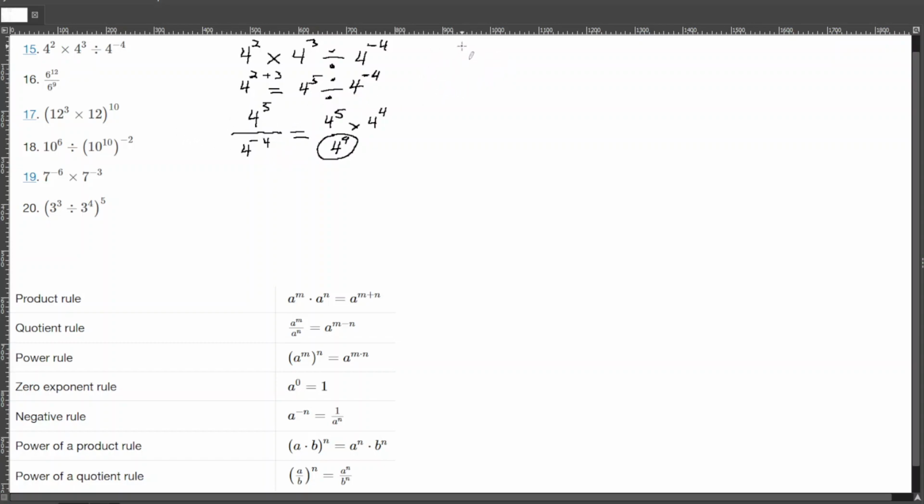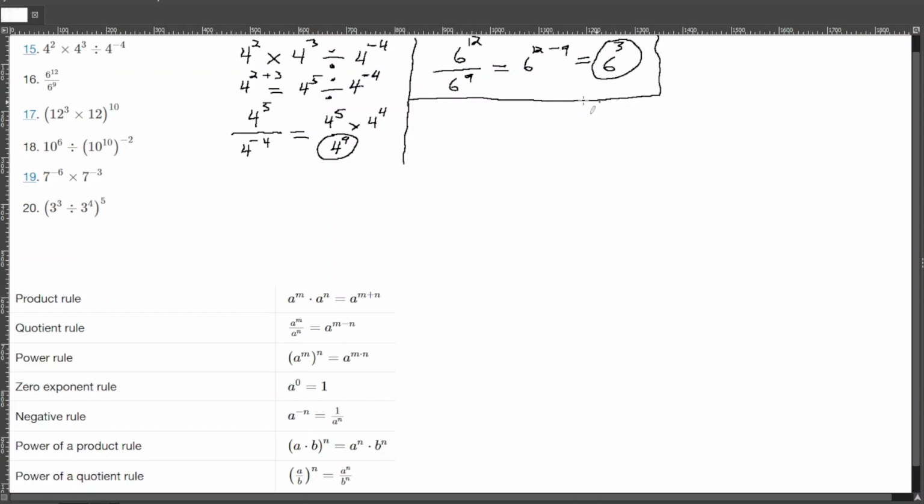Number 16 looks like it's 6 to the 12th power over 6 to the ninth power. And that's just the quotient rule. So we just take the power in the numerator and subtract the power in the denominator. We end up with 6 to the third power. And that's all they want. They want us to just practice these rules. They don't particularly care about 6 times 6 times 6 in these ones. Okay, so these are our two problems so far.